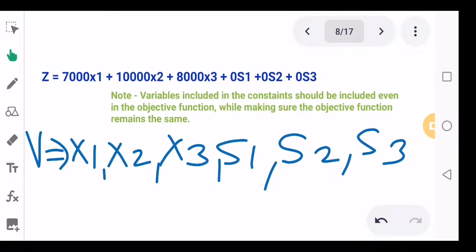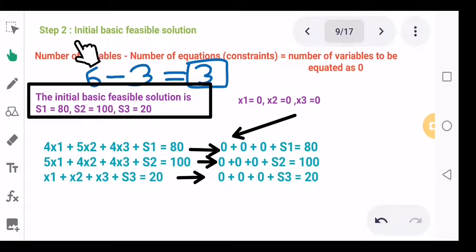After that, you have to find your initial basic feasible solution. Initially assume that your s1 is equal to 80, s2 is equal to 100, s3 is equal to 20. This can be anything. I could even assume x1 is equal to 80, x2 is equal to 100, x3 is equal to 20. That's up to you. So we have assumed 80, 100, 20 to be the initial basic feasible solution.